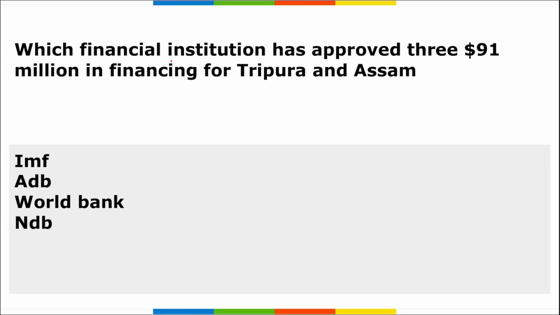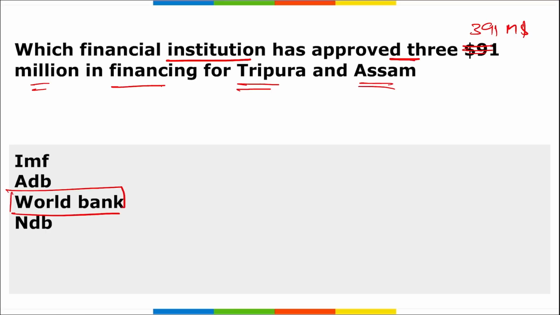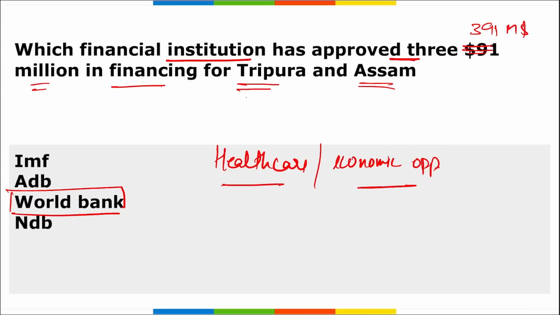Next, which financial institution has approved financing for Tripura and Assam? This is not $91 million, it is $391 million in financing for the Tripura and Assam governments. Which is it? It is your World Bank. Right? In order to boost healthcare and to provide economic opportunities in the states of Tripura and Assam, the World Bank has recently approved $391 million financing. Correct? The funding aims to enhance economic development in the regions of Northeast India.